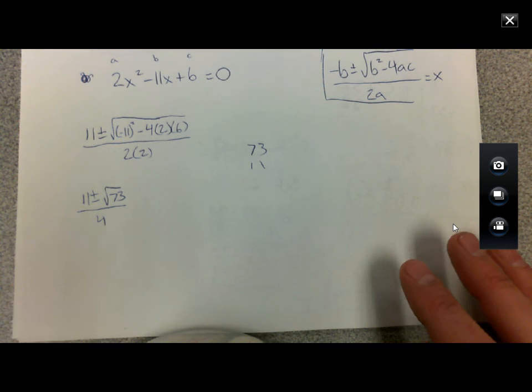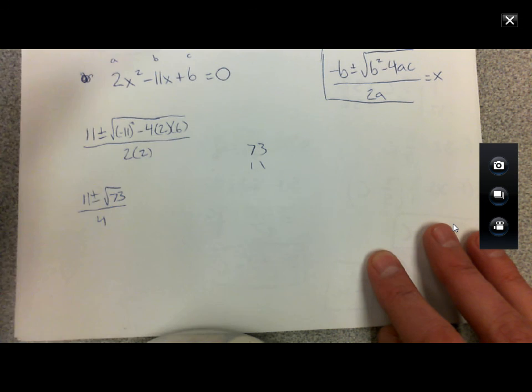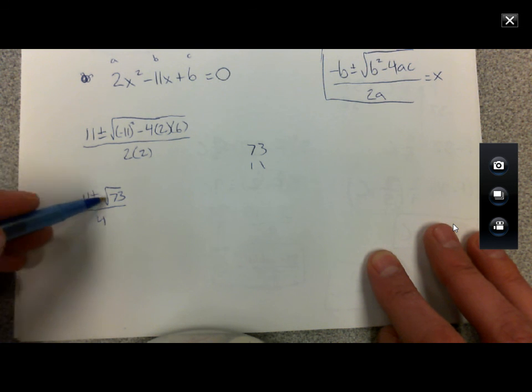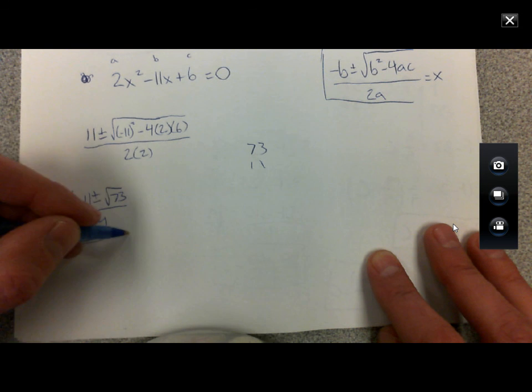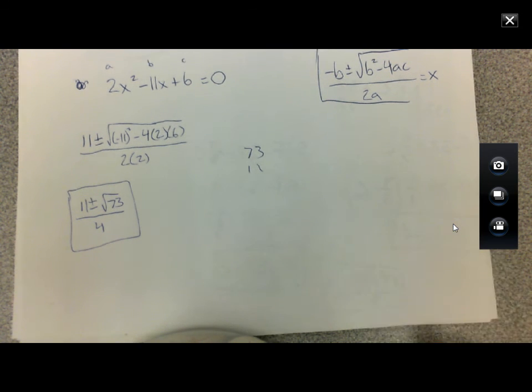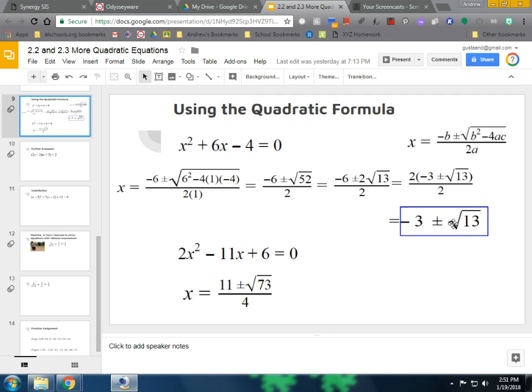So it's prime. If you don't happen to know your primes, like I wasn't guaranteed that 73 was a prime, then that's it. I can't factor out anything that I can divide by 4. So there's my solution: 11 plus or minus the square root of 73 over 4. That's how you use the quadratic formula.